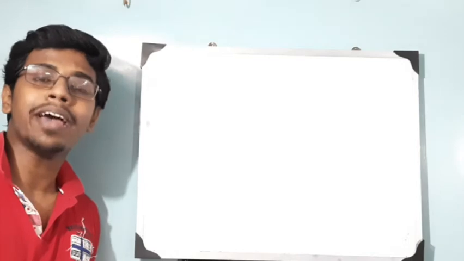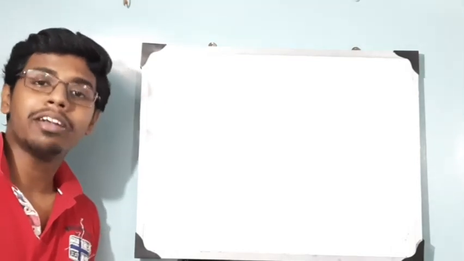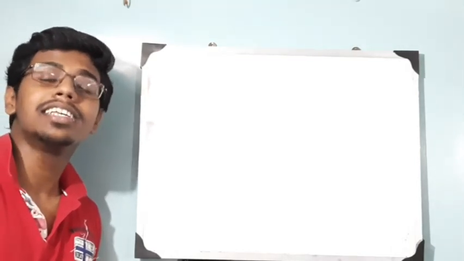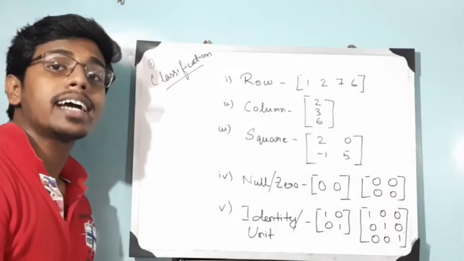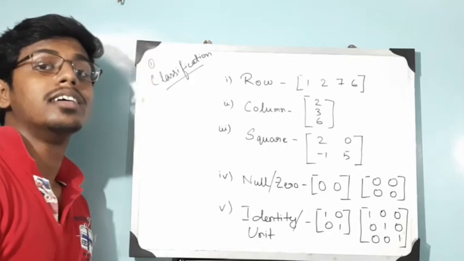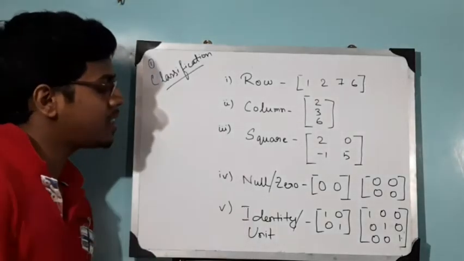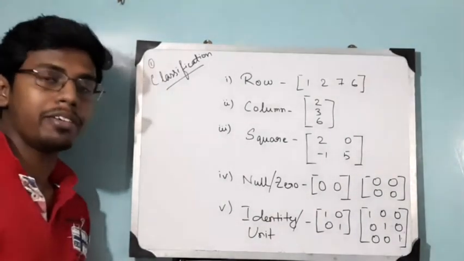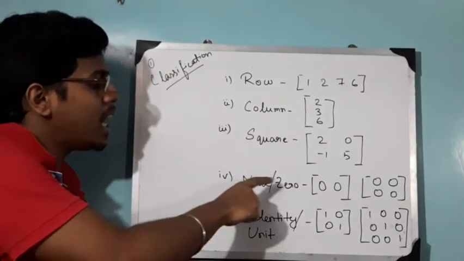Today's topic is matrix. So let's start. Matrix, class 10 ICSE, simplified version. First we will learn the classification of matrices and then we will learn how to determine the order of a matrix. So here you can see that there are 5 types of matrices: row, column, square, null or zero, identity or unit.